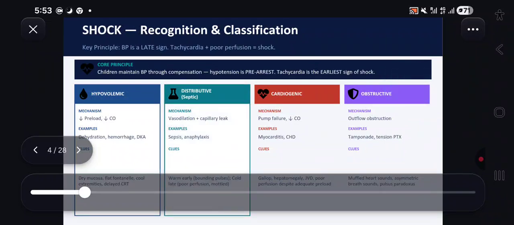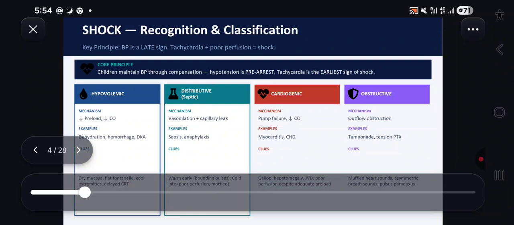Okay, the principle which I said before, that the late sign for pediatric shock is hypotension, but the early sign in pediatric shock is tachycardia. So once I get a pediatric patient in PICU, his heart rate becomes abnormal, tachycardia, then I expect shock, especially if there is also poor perfusion. Poor perfusion, how can I detect? Through some parameters like urine output, like increasing lactate. These are signs of poor perfusion.